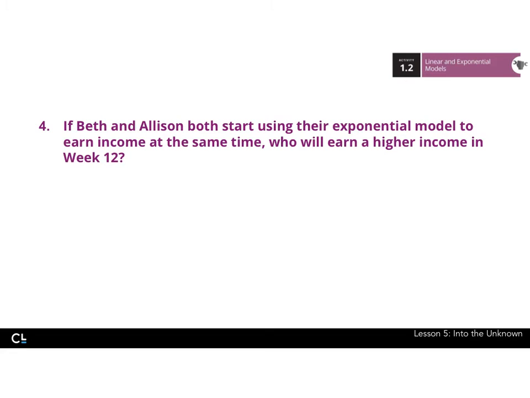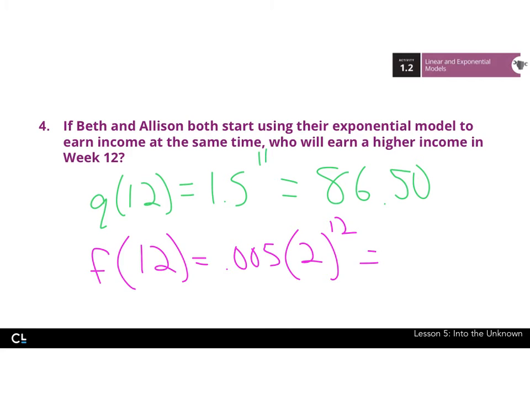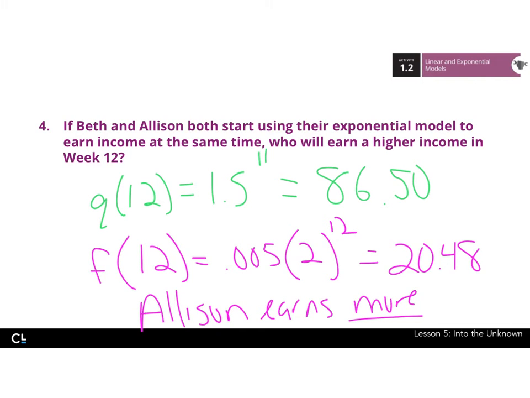If Beth and Allison both start using their exponential models to earn income at the same time, who will earn a higher income in week 12? Well, that was 1.5 to the 11th, which is $86 and we'll call it 50 cents. And then Allison's was, I forget what her function was called. We called it F, right? F of 12, that was the 0.005, the halfpenny, and then 2 to the 12th. So if I do that, 0.005 times 2 to the 12th, that's $20.48. So Allison earns more. And I messed up the names. This should be Beth earns more. Silly me. Because Allison's the bottom one. Beth earns more.